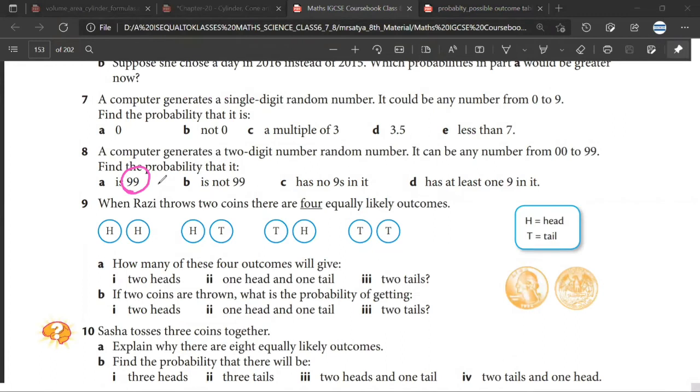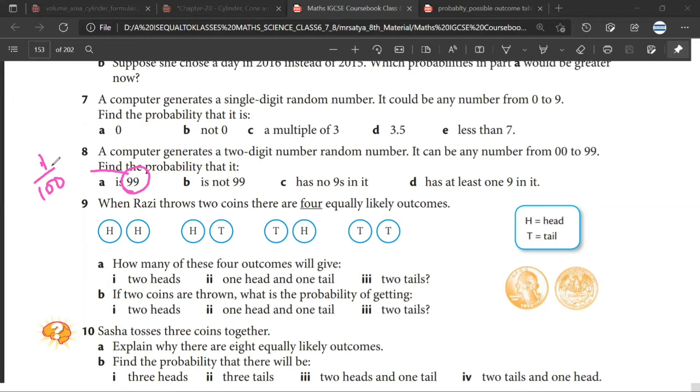So 1 upon 100. Because 99 will occur only once, and there are 100 numbers that you have. Have you understood? Yes. So the answer for this part, the probability that it is 99, would be 1 upon 100. Is it okay?